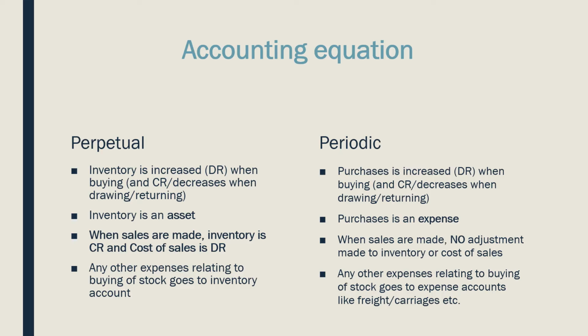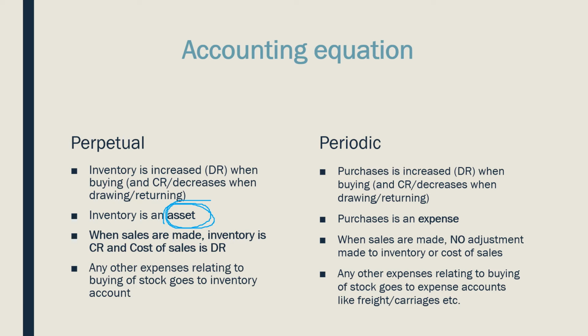Okay, so in the accounting equation, firstly, we did this already in Learning Unit 2. We also introduced you to the perpetual and periodic system back then as well. So a bit of a recap. In the accounting equation, in the perpetual system, we work with inventory. We debit inventory when we buy, and obviously credit when we return or when it's drawn. Inventory by nature being an asset means that we would plus or minus A in the accounting equation.